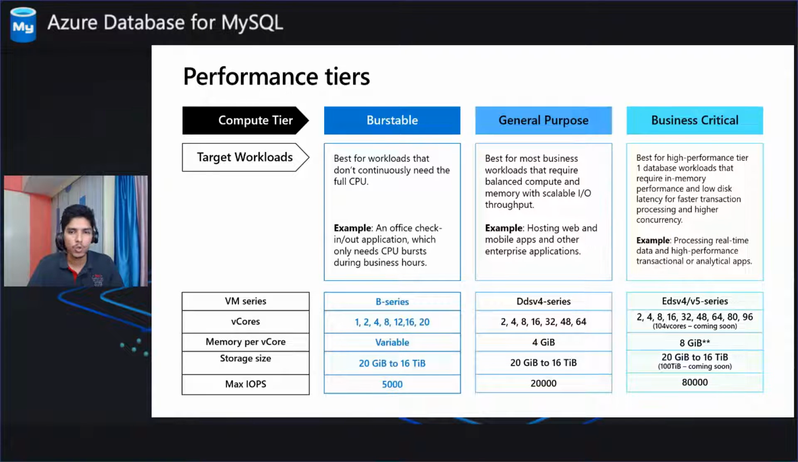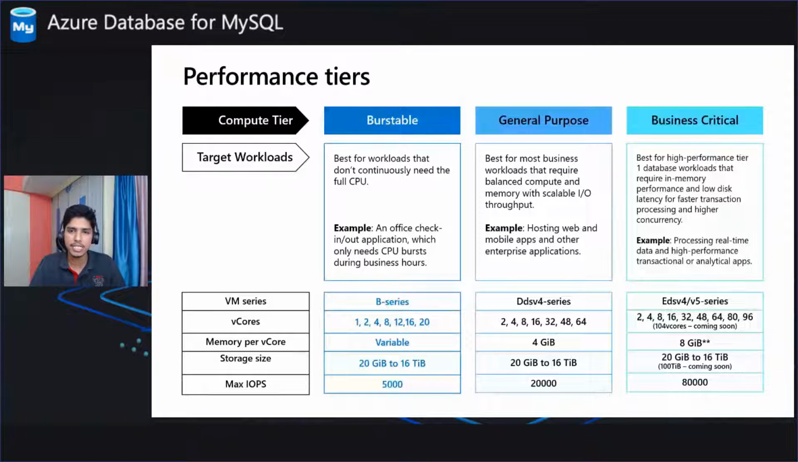But if you're looking at a high performance tier 1 workload, the solution for you is the business critical tier. It is best for high performance tier 1 workloads that require in-memory performance and low disk latency for faster transaction processing and higher concurrency. Application examples: if you have complex queries, if you need to process real-time data, or any analytical apps, business critical tier is the solution for you.